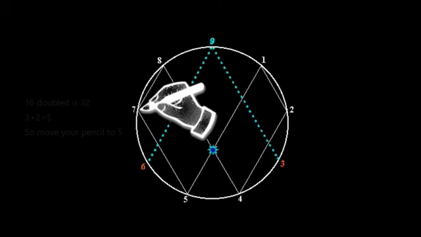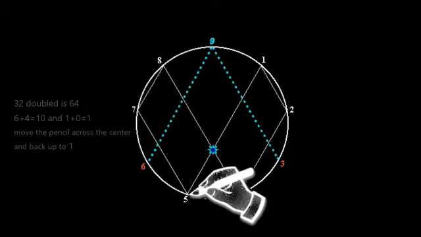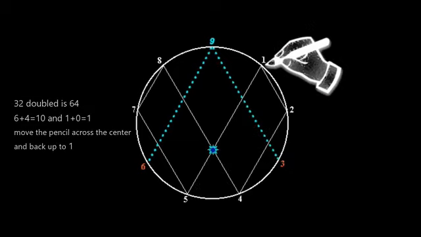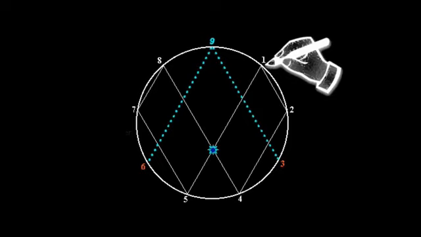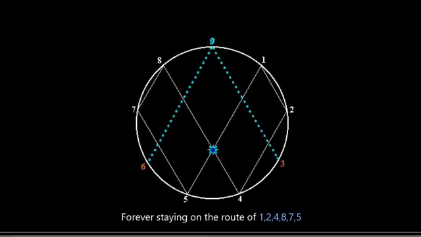Then 16 doubled is 32. 3 plus 2 is 5, so move your pencil to 5. Then 32 doubled is 64, and 6 plus 4 equals 10, and 1 plus 0 equals 1, and then you're back to 1. So move the pencil across to the center, and back up to 1. Notice the infinity symbol has formed underneath your pencil, creating an ever-repeating pattern of 1, 2, 4, 8, 7, 5.